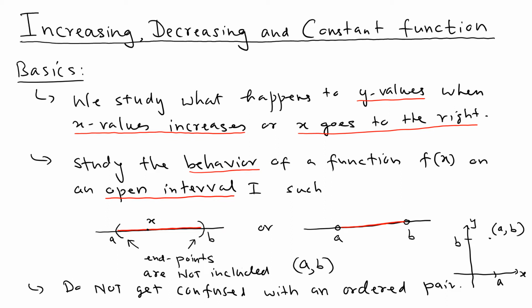So we use the exact same notation for two completely different pieces of information. Here is an interval. An interval means all the values in between two points. In this case it is an open interval, so we exclude the endpoints. Those are the basics that we want to know before we continue.